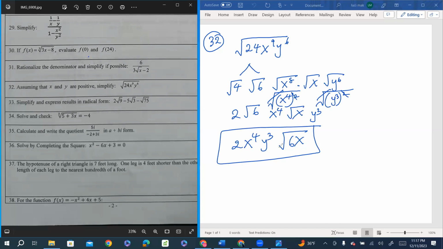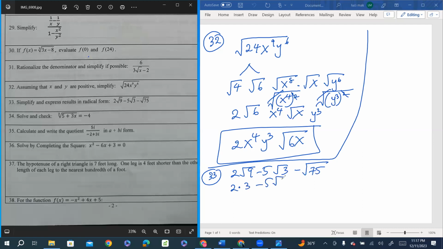Let me see if I can simplify the next one close to this, 33. All right. So we have 2 radical 9 minus 5 radical 3 minus radical 75. Now radical 9 is 3. That's a perfect square already. So it's 2 times 3 minus 5 radical 3. 75 has a perfect square factor of 25 times radical 3. 25 times 3 is 75. So 2 times 3 is 6 minus 5 radical 3 minus square root of 25 is 5 radical 3.